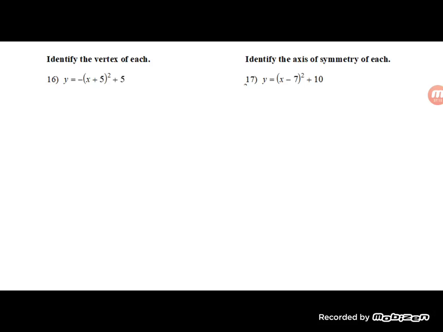Alright, identify the vertex of each. These are even easier. This is in vertex form. Vertex form is specifically made to see what the vertex is. So we can look at this and we know that our vertex is going to be negative 5, comma 5, right? Back 5 because it's opposite inside, up 5 because it's the same outside. So that's our vertex.